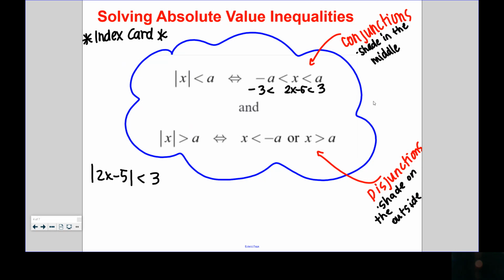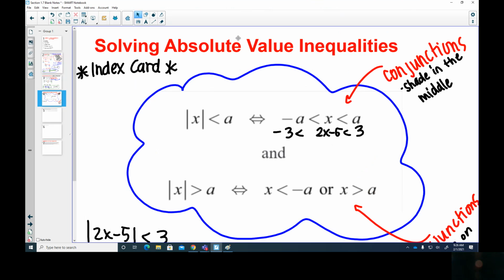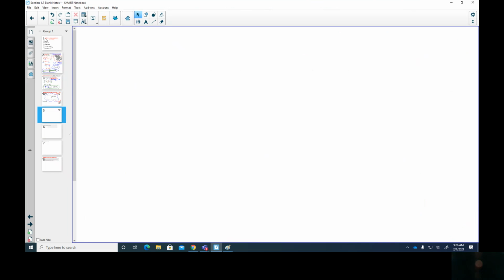So it's just like you're taking an absolute value inequality and converting it over into a compound inequality. That was just an example of something that you might see. Let's go ahead and work through that example. I'm going to insert a blank page here. So what did we say? 2x minus 5 is less than 3.